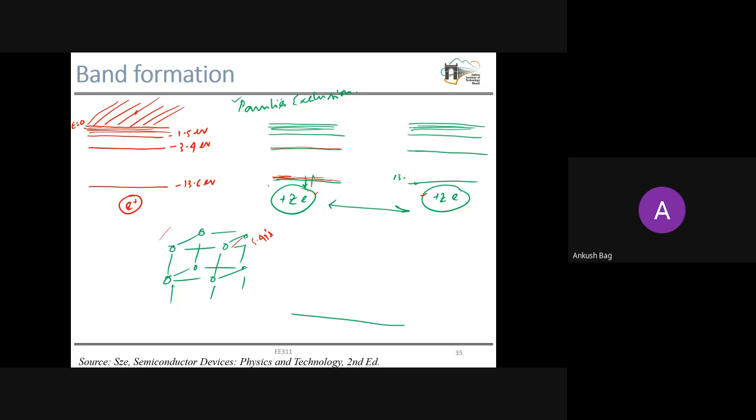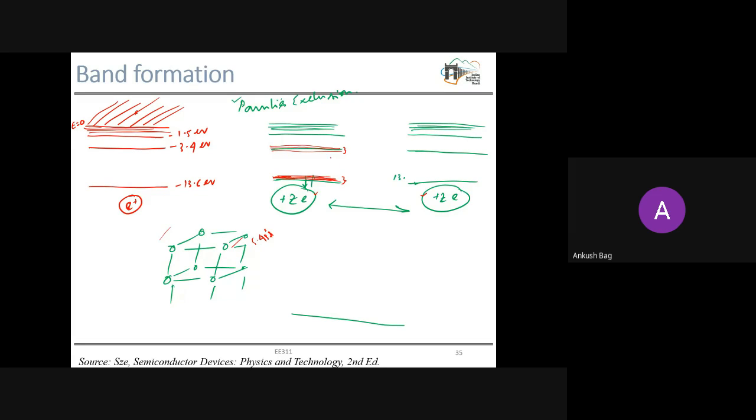Now here comes the concept of band formation. Now there is no discrete energy level from here to here when we have so large a number of atoms in the crystal. In that case, you need to consider an energy band. So there will be a band, and here also there will be a lot of other closely spaced energy levels. Those are called bands.